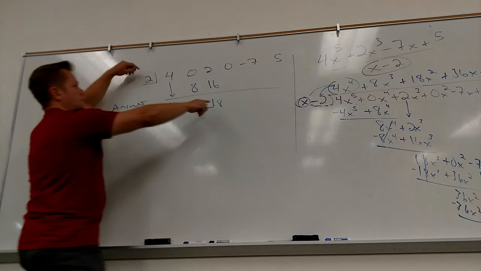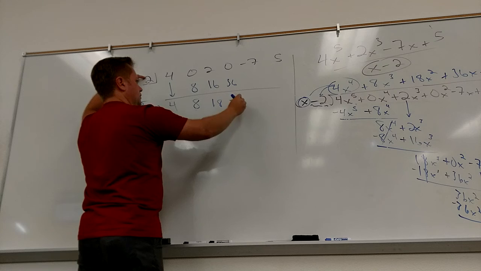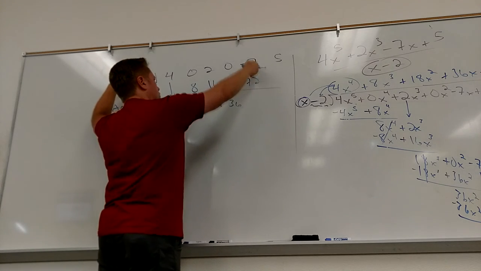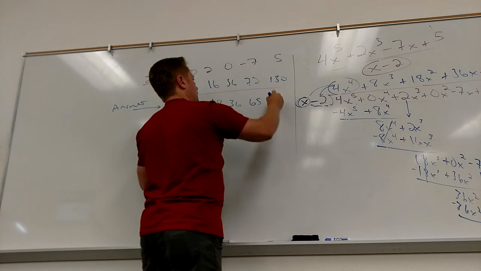Right? 2 times 18, 36. 0 plus 36, 36. 2 times 36, 72. 72 minus 7, 65. 2 times 65, 130. 130 plus 5, 135.